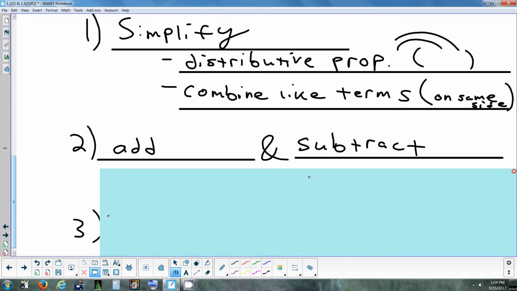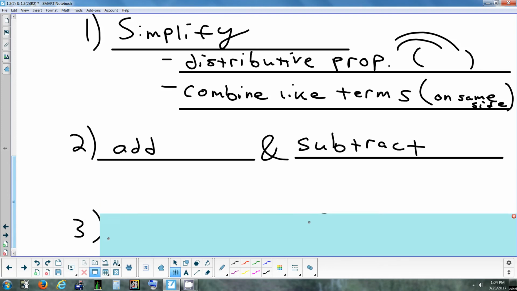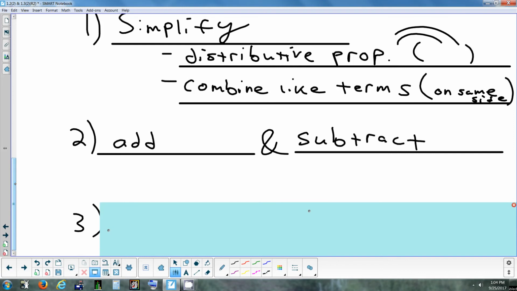Remember when we're moving stuff, right? What do we have to do to be able to move it? Do it to both sides. Do it to both sides. But what, Joe, if it was a +5, to move it, what do you have to do? Subtract. -5, right? Remember, you have to use the opposite operation.